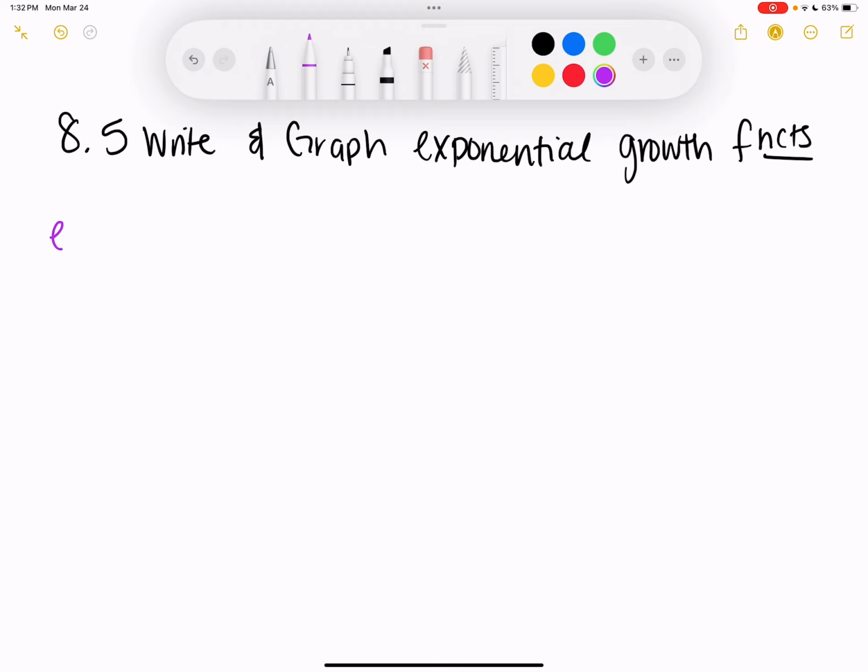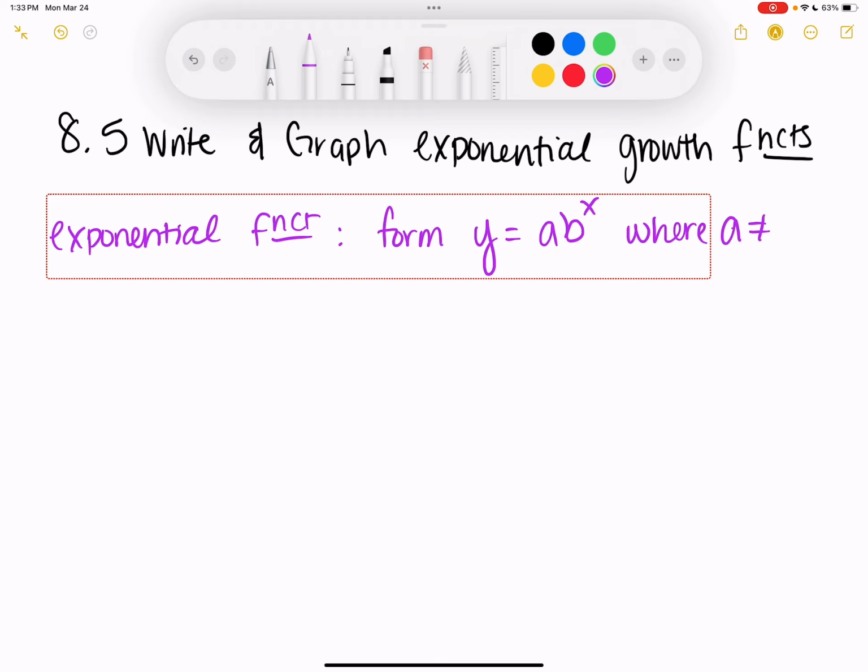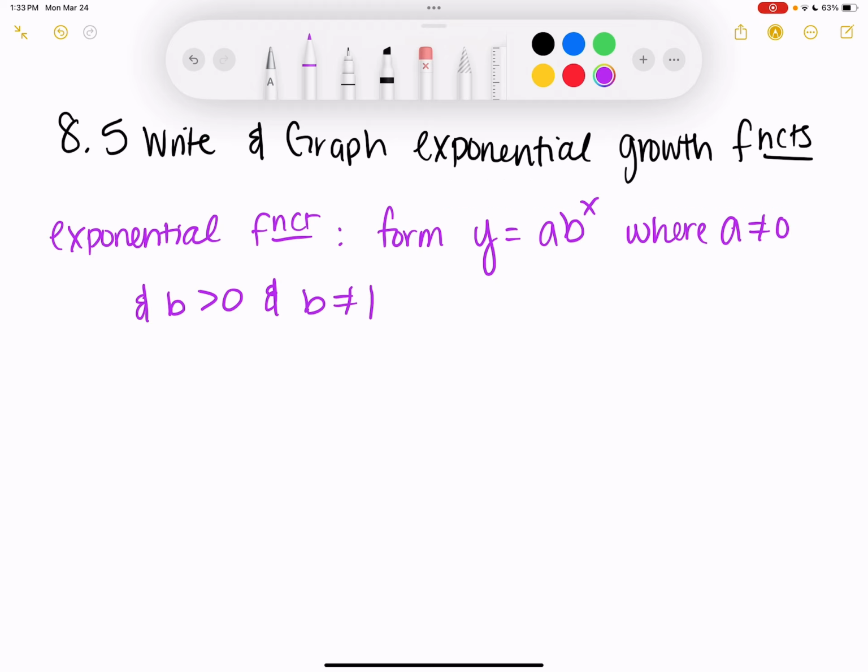So, an exponential function has the form y equals a times b raised to the x, where a is not equal to 0 and b is greater than 0 and not equal to 1. These are non-linear functions.